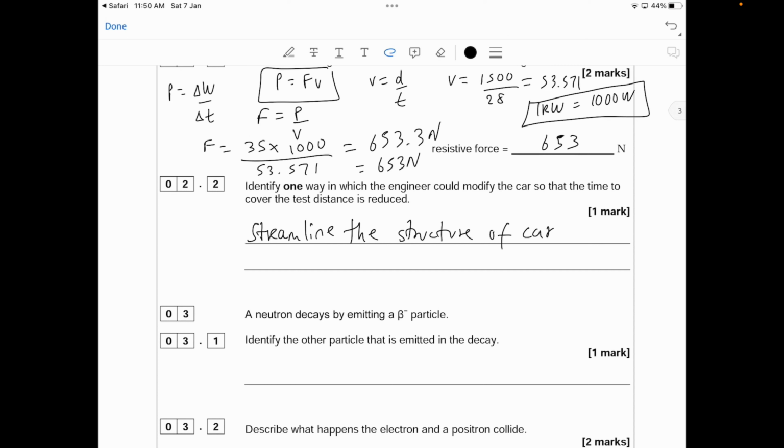So what the engineer can do either is to streamline the structure of the car, or maybe he could design a new engine for the car with a greater power output. In this case, we're just going to stick with streamlining the structure of the car. That will reduce the time taken to cover that test distance. Let's move on to the next question.